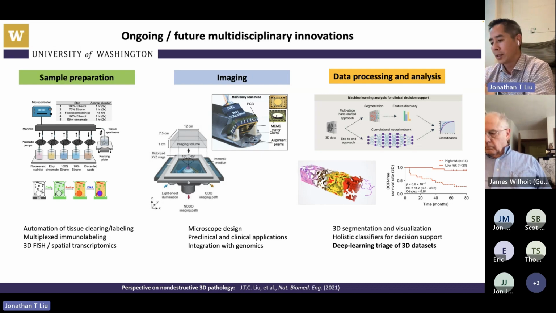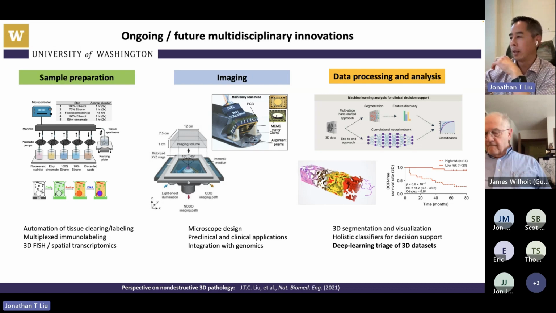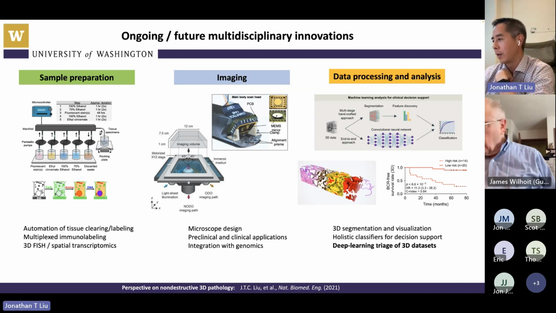Well, people are also interested in segmenting the vessels or the nerves, because those are the highways within which the cancer cells tend to migrate out, and how they metastasize out of the tumors, either through the vessels or along the nerve tracks. So that's another thing we're trying to work out now, is to segment out all of those structures to create holistic classifiers for very precise decision support for the patient.